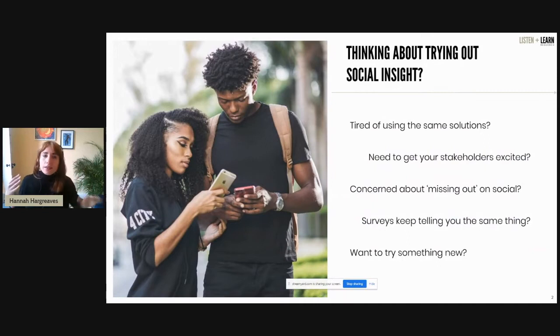For me, social is a hugely exciting data source. And for a lot of our clients, they're coming to social for the first time. A lot of our team comes from a traditional market research background, so things like surveys, focus groups, interviews, online communities, and diaries. We've used them. We absolutely recognise the value of those methods.